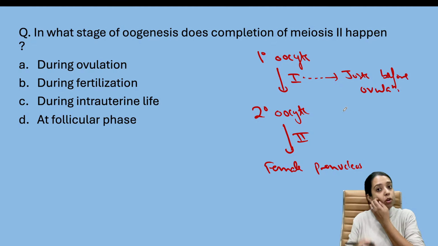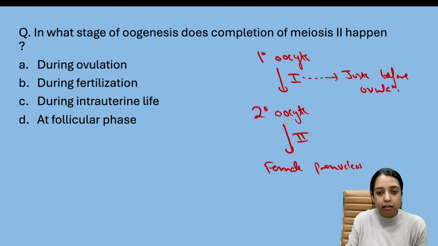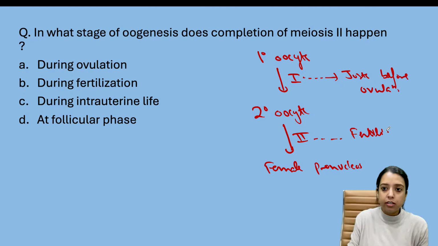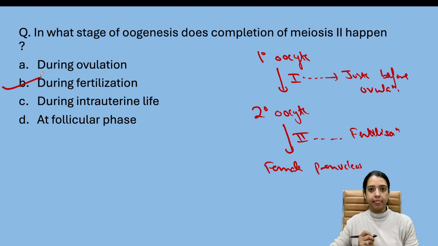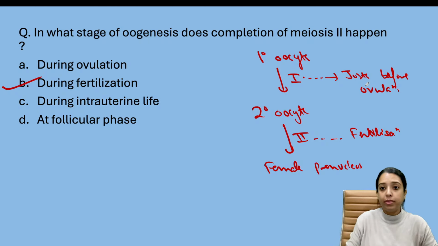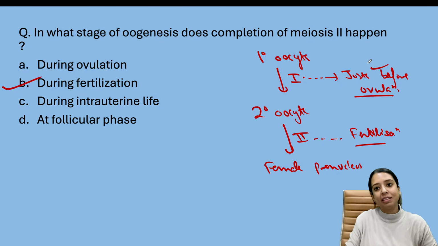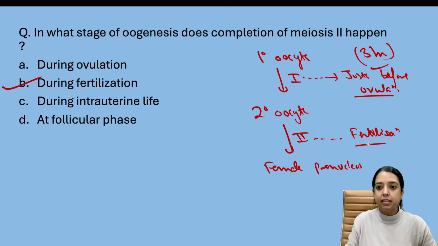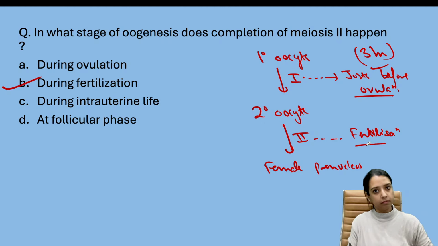And what does a woman ovulate? When she ovulates, she has a secondary oocyte. When is meiosis 2 completed? Just before fertilization. When fertilization is about to happen, then only is meiosis 2 completed. During fertilization. Okay? So remember these 2 phases, when meiosis 1 is completed and when meiosis 2 is completed. Meiosis 1: just before ovulation, if I have to be more specific, 3 hours prior to ovulation. And meiosis 2: just before fertilization.